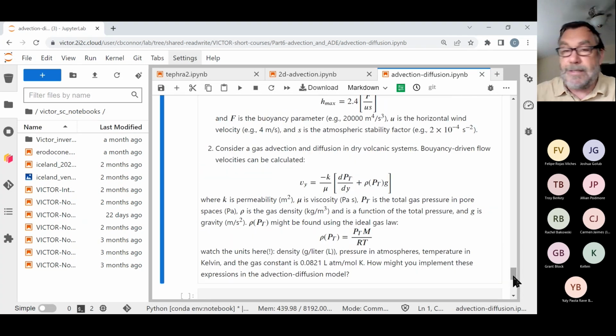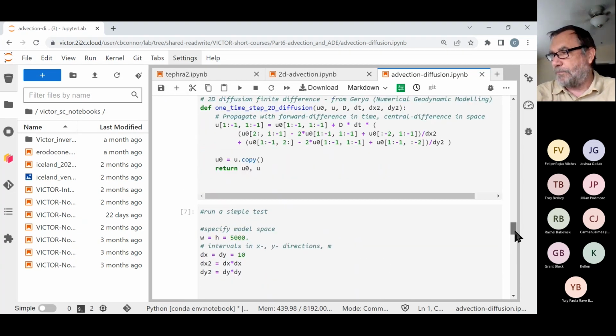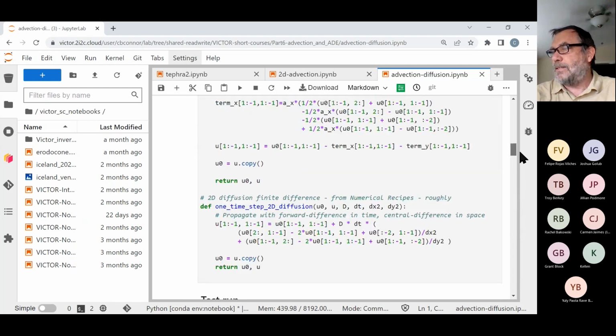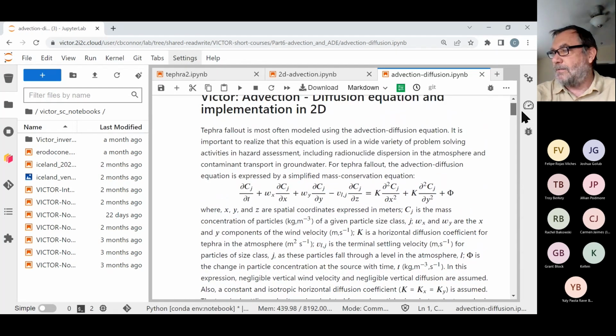So that's the advection diffusion equation. That's way too quick a tour of how we get the advection diffusion equation to work. In the context of tephra, and what I want to switch to and talk about next, basically we're implementing this equation. And there are different codes that implement the solution to this equation in different ways.